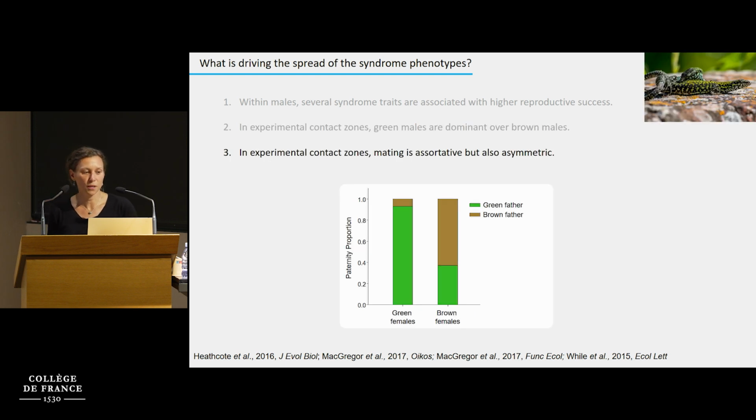And number three, we found that in experimental contact zones, so when we had brown and pure greens within one enclosure, then we found that the mating is assortative, meaning that the green females would predominantly have offspring with green males and brown females predominantly with brown fathers. But there's also asymmetry, meaning that green females almost never mated with brown fathers, but brown females would have almost 40% of their offspring sired by green males. So there's a lot of asymmetry in this system.